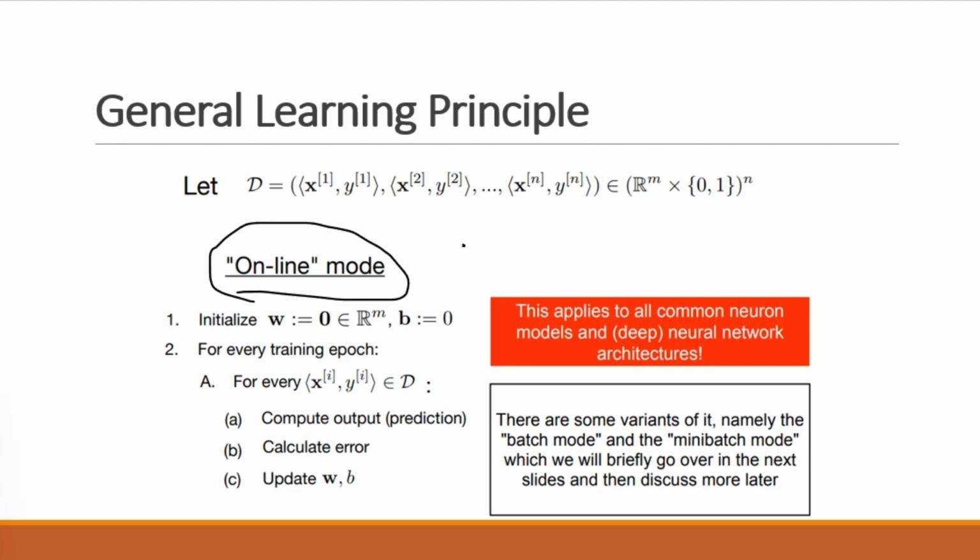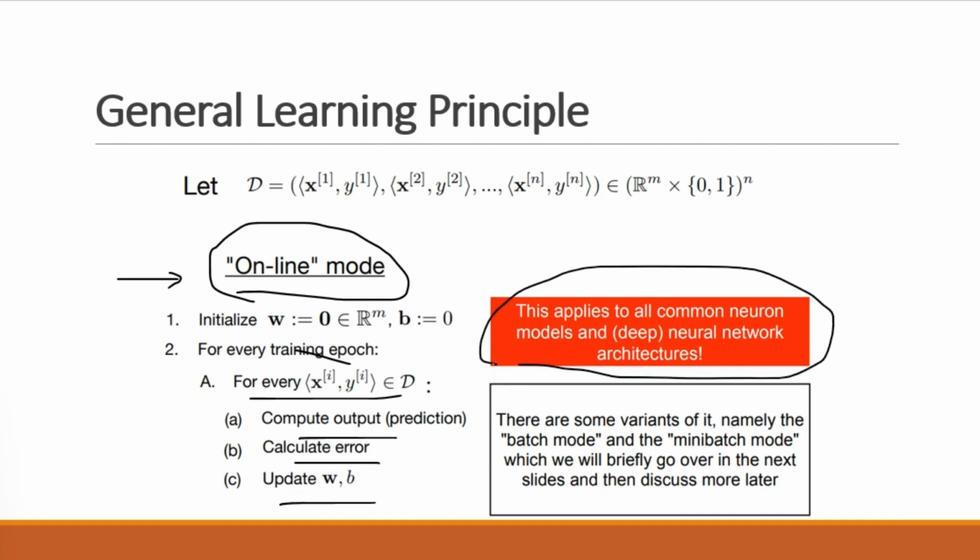This is just a summary of what I had on the previous slide without any mathematical symbols. Basically, for each training epoch, we iterate over the data points, compute the output, calculate the error, and update the weights and the bias. This is a general concept that applies to any kind of neural network, not only the perceptron. We have seen it in the context of the perceptron, but as you will see later, you can also use it for linear regression, logistic regression, multi-layer perceptrons, convolutional networks, and so forth.